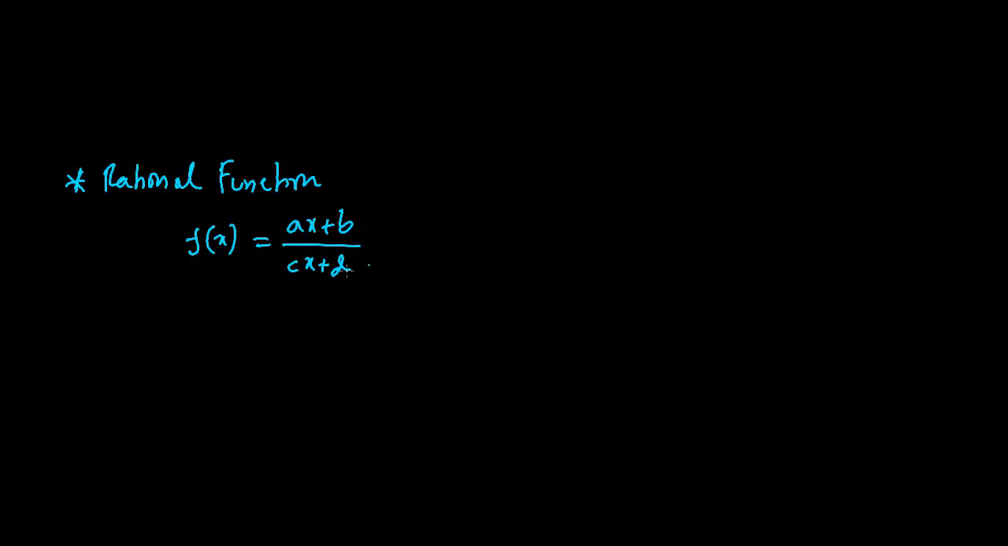Downstairs, look here, this value cannot be 0 because in arithmetic we cannot divide a number by 0. That's not allowed. So what we do is write the domain to be everything, but it cannot be equal to 0 downstairs. So the value of x over here is going to be minus d by c. So the domain is x not equal to minus d by c. Let me show you a number of examples.